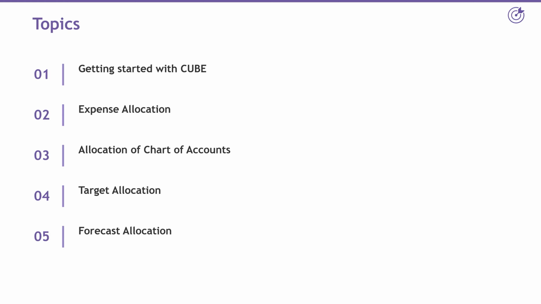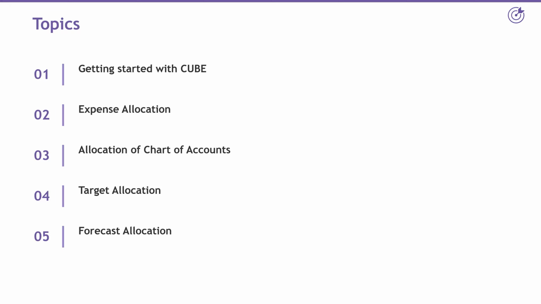So we look at the topics for the session. We'll speak about cube a bit, then we will actually do some hands-on exercises on these four very crucial yet very popular and important use cases in the real world. So we do some expense allocation, then we get into the allocation of chart of accounts. We will do the allocation of targets set by the business leaders or decision makers. And we would then move to the forecast allocation.